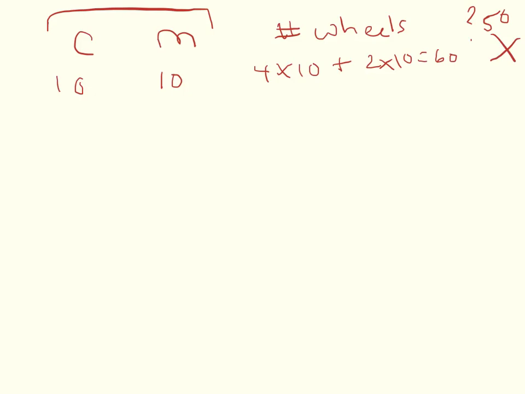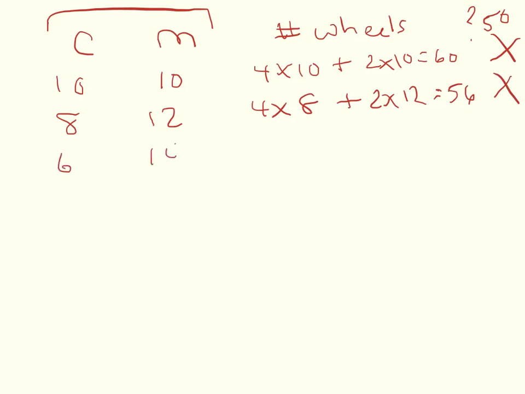So I'm going to go down by a couple. So I choose 8 cars, so that bumps motorcycles up to 12. So then I do 4 times 8 plus 2 times 12, and that's 32 plus 24, that's 56, and again, that's not equal to 50. So I bump down again. I have 6 and 14, 4 times 6 plus 2 times 14, that's 24 plus 28, and that's 52, and that's not equal to 50.